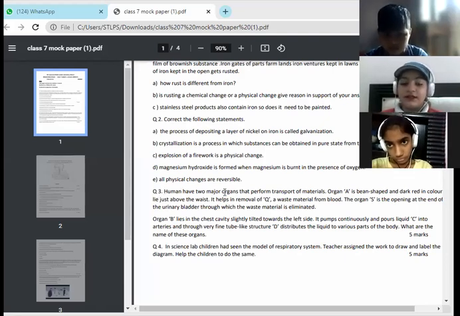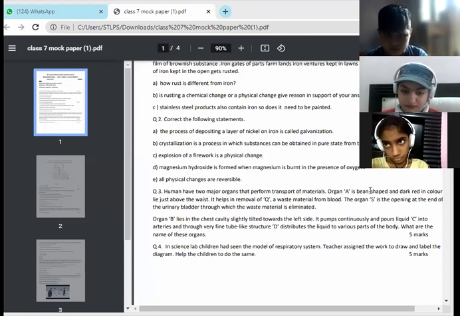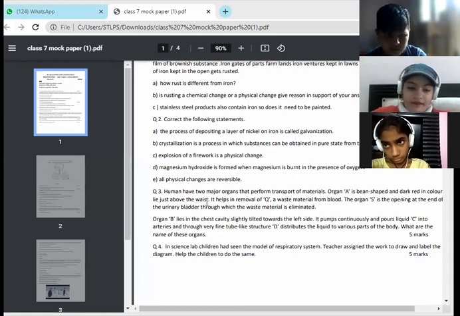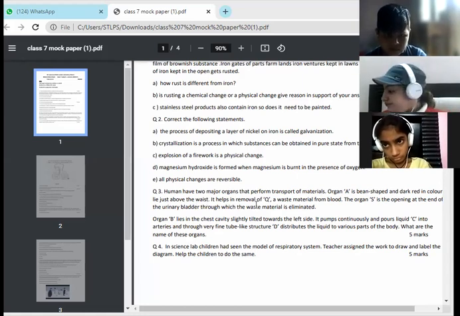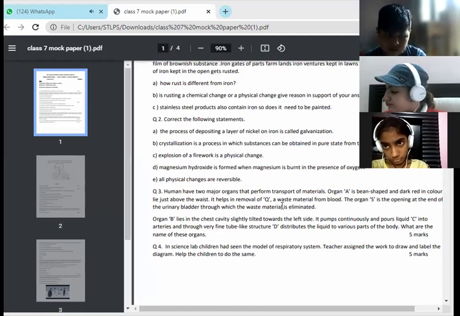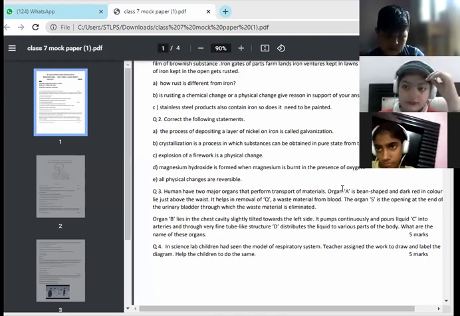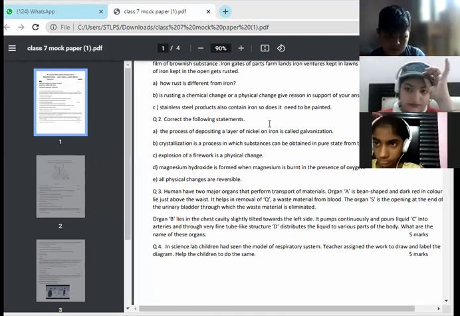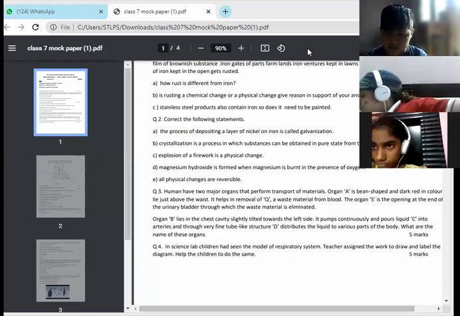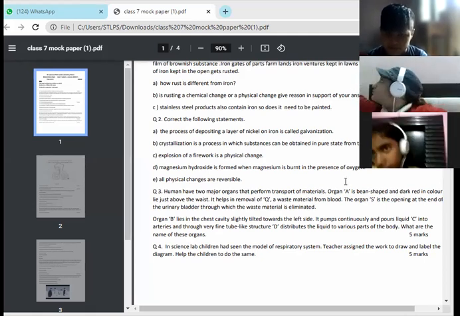In question number 3, organ A is bean shaped and dark red in color, lies above the waist, helps in the removal of Q, a waste material from blood. Ma'am, it's kidneys. Yes, very good. A stands for kidney. So kidney is bean shaped.